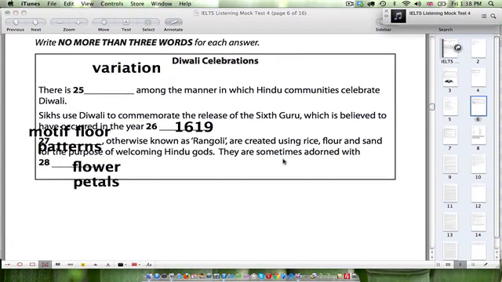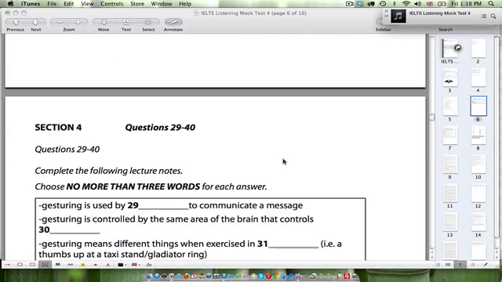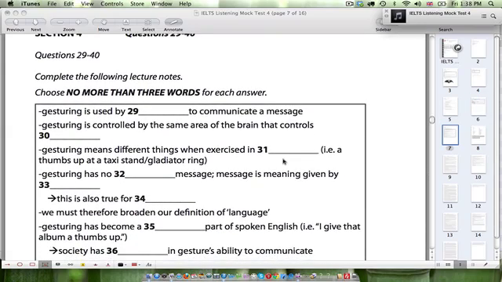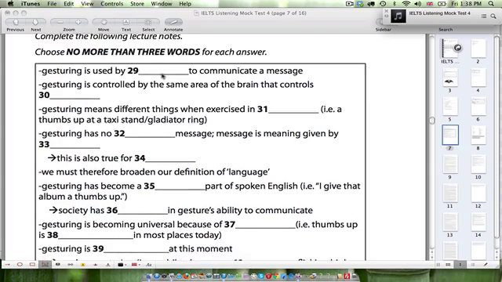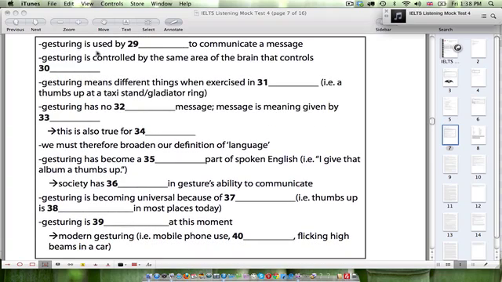Section 3. You now have half a minute to check your answers. So once again, we're going to preview the next section. Okay, complete, choose no more than 3 words. These look like notes of some kind, and lots of gesturing. So this is likely the topic. Gesturing is used by, probably a noun, to communicate a message.